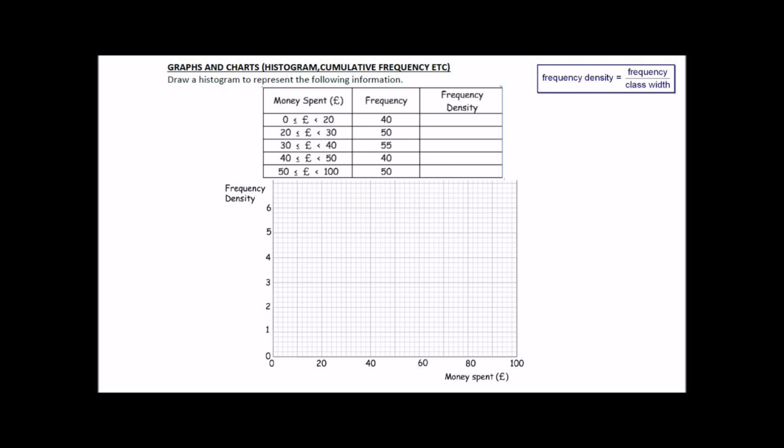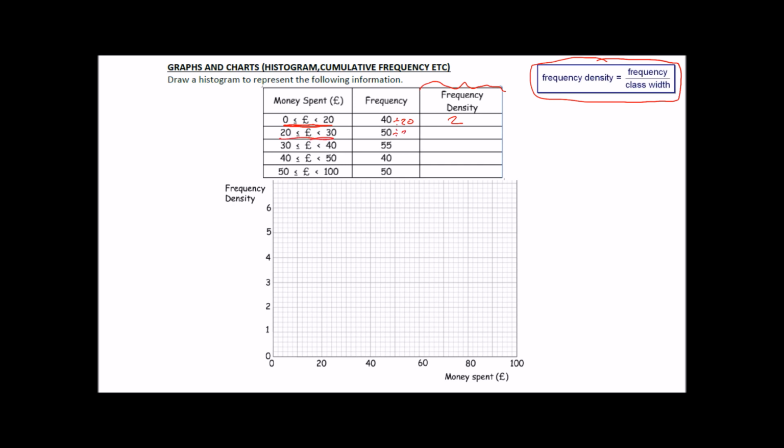Histograms. So the really important thing about histograms is that we know how to work out the frequency density. Sometimes this column will not be given to you, so that won't be a clue. So you need to know off by heart that the frequency density is the frequency divided by the class width. Now the class width is the difference between these two numbers. So in this case it's 20. So 40 divided by 20 would give me 2 for the frequency density.